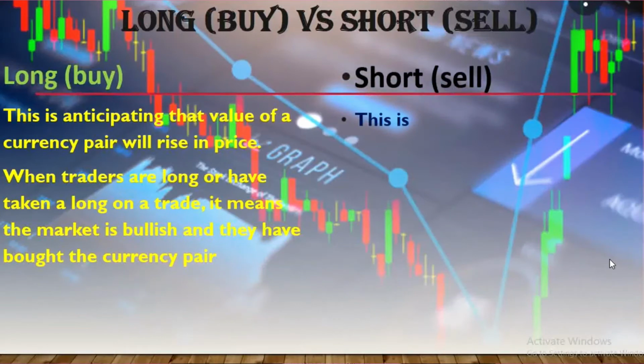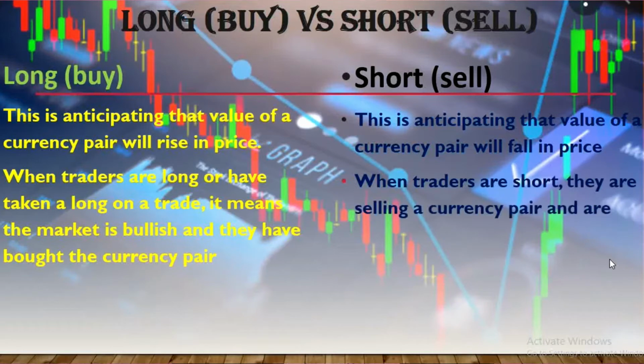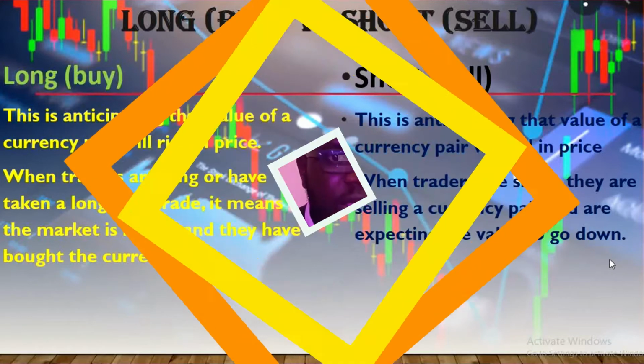Short. This is anticipating that the value of a currency pair will fall in price. When traders are short, they are selling a currency pair and are expecting the value of the currency pair to go down. In other words, these traders expect the market to be bearish and hence make profit. If the value of the currency pair goes up and they are short, they will make a loss. They only make a profit if the value of the currency pair falls.